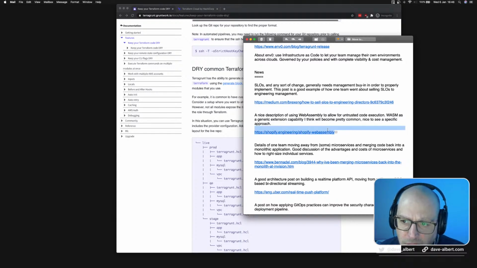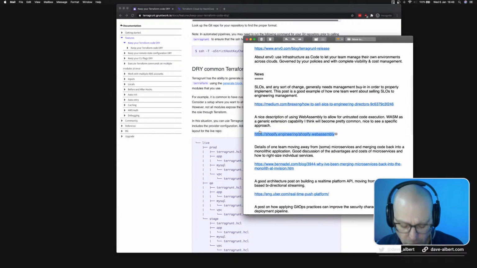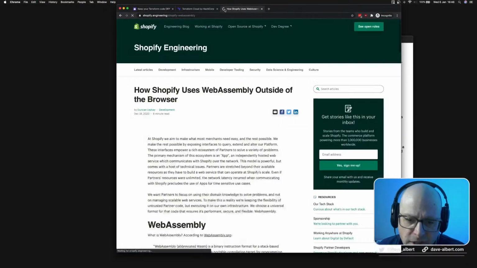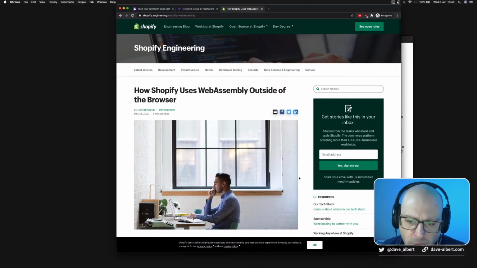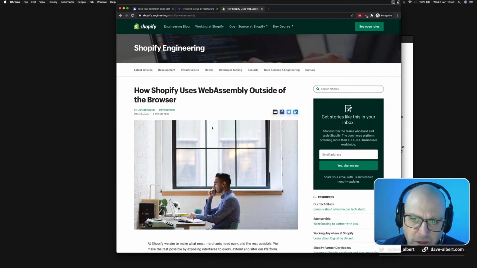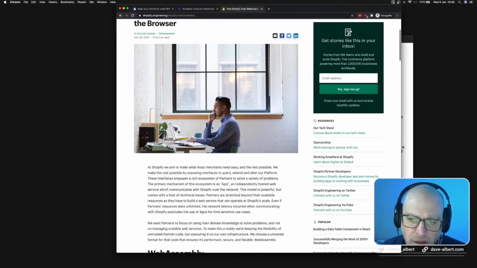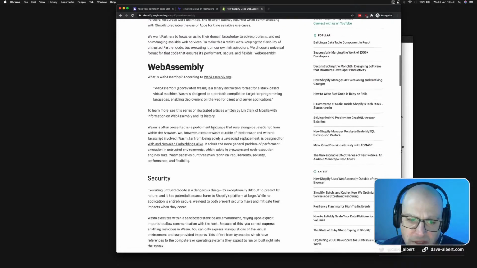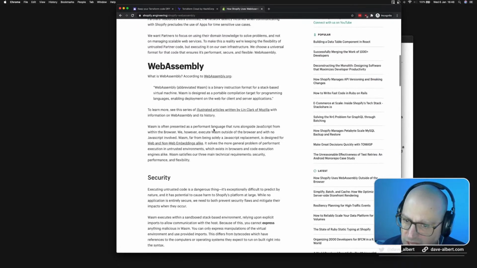WebAssembly. I'm torn on WebAssembly. It seems interesting, but only if you are actually compiling something specific with a lower level language, like C++. So games, that seems to make a load of sense, right? I think I've seen Doom in a browser because of WebAssembly.